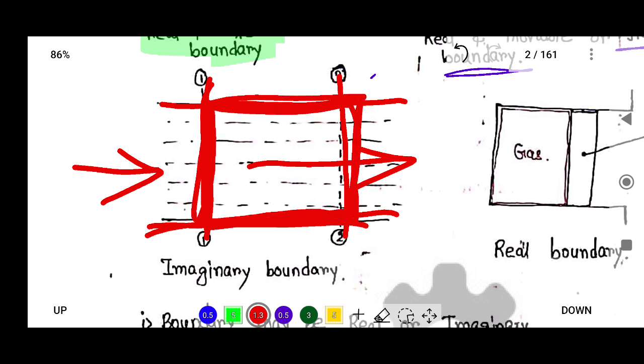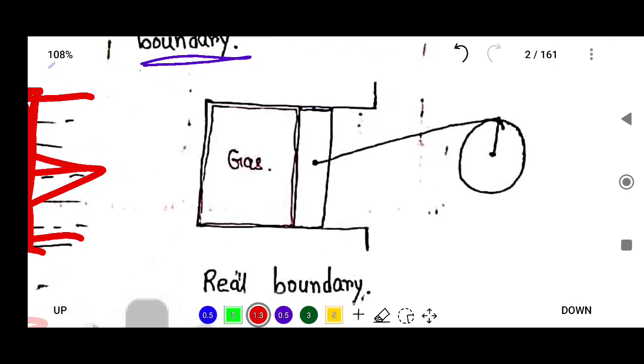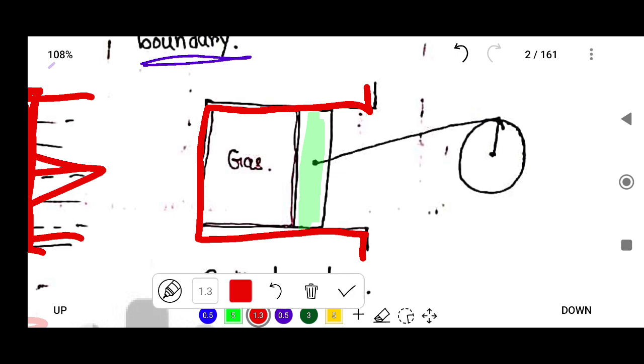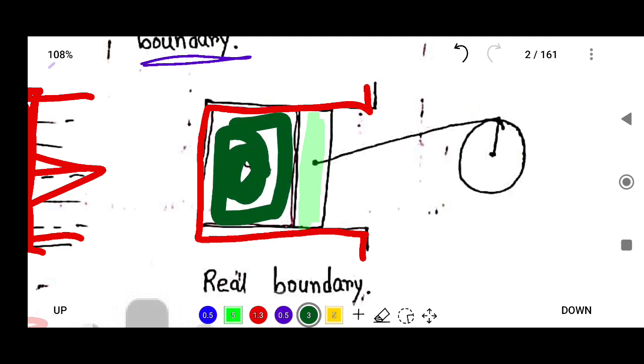So we imagine this. This is known as an imaginary boundary. Now another example: here there is a piston, and this is the cylinder. The gas is inside the piston cylinder arrangement. And this is the connecting rod and this is the crank.